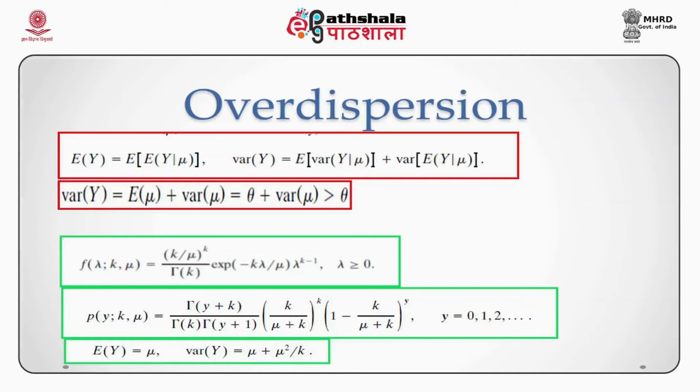In this case, p(y | k, mu) is Gamma(y + k) / (Gamma(k) Gamma(y + 1)) times (k / (mu + k))^k times (1 - k / (mu + k))^y, for y equal to 0, 1, 2, and so on. It is possible to show that for this distribution, expectation of y is equal to mu, and variance of y is mu plus mu squared by k, which is greater than mu, and hence we have another situation where overdispersion arises.